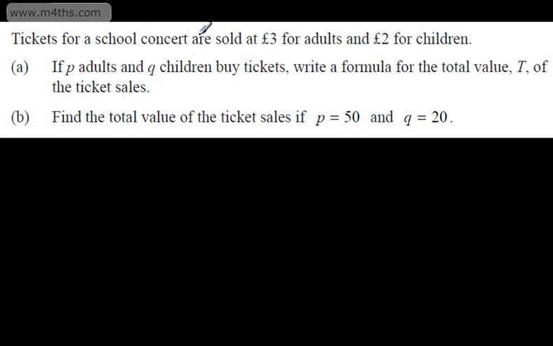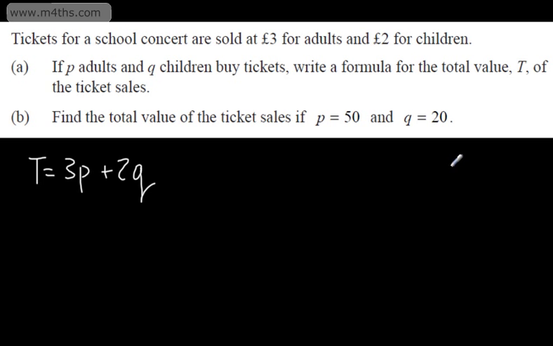Tickets for a school concert are sold at £3 for adults and £2 for children. In part A, it says if P adults and Q children buy tickets, write a formula for the total value T of the ticket sales. So if we think about this now, T is going to be 3 times, or we should say £3, however many adults we get. So let's write this out, and we'll have now the total cost. It's £3 for every adult, and we've got P adults. Then we're going to have now 2Q, so it's £2 for every child.